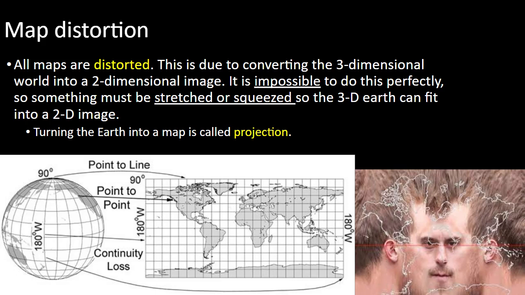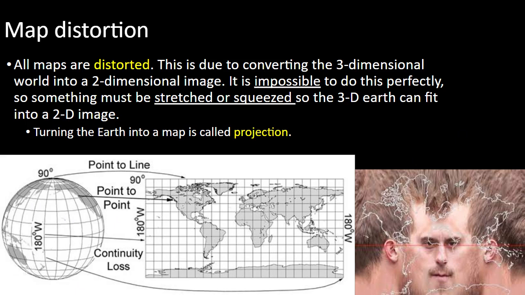Okay, map distortion. Every map is distorted. Distorted means it's been changed, altered, not correct. The reason this happens is that when you take a three-dimensional object such as the Earth and try to present it in a two-dimensional image, like a picture, you have to squeeze something or stretch something to make it fit on that map. This is very complicated. There's a lot of math that I definitely can't do that is required to turn a sphere into a square. When you do this, it's called making a projection.